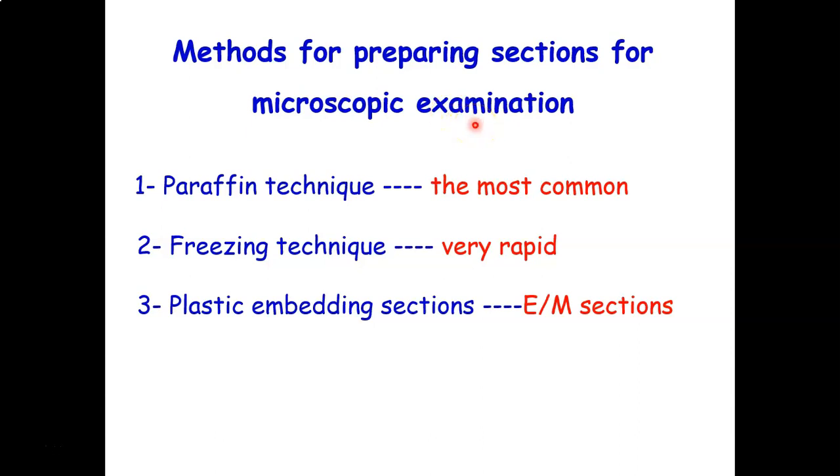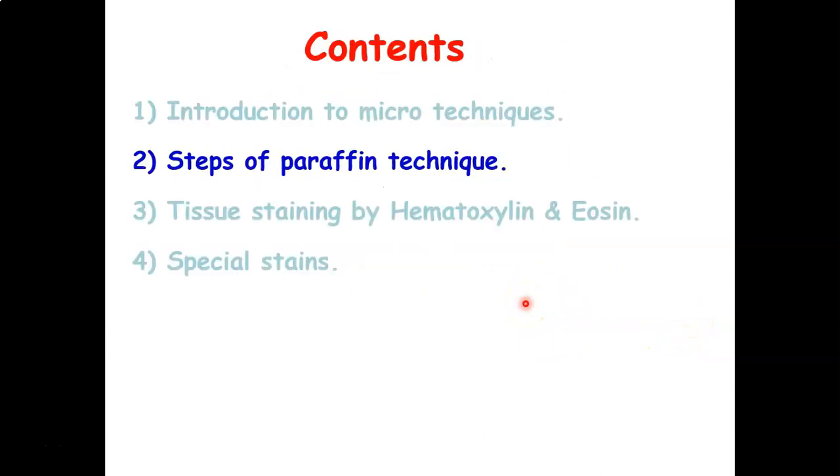What are the methods for preparing sections for microscopic examination? The paraffin technique is the most common. The freezing technique is the most rapid. And plastic embedding sections are for electron microscopic sections.